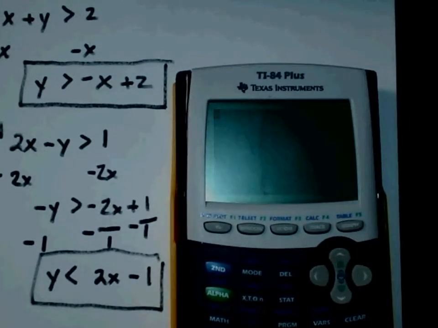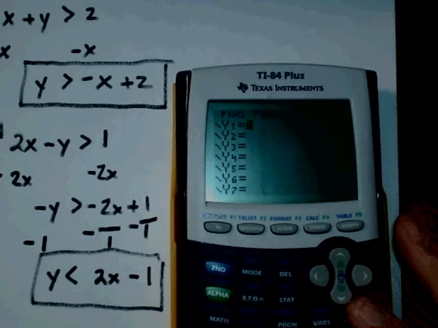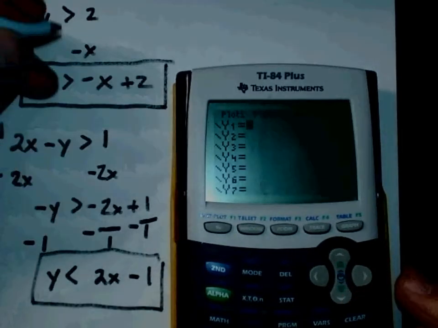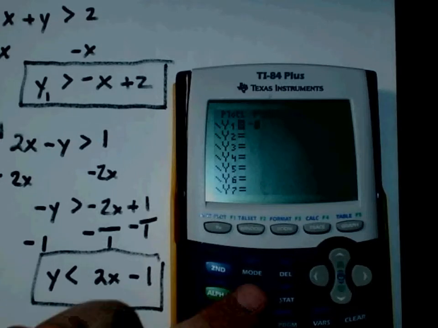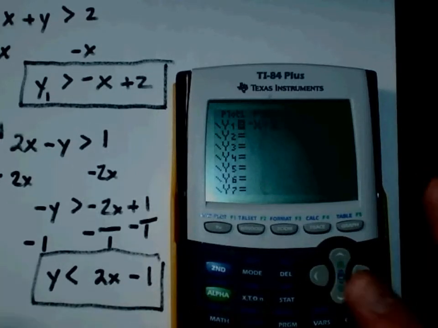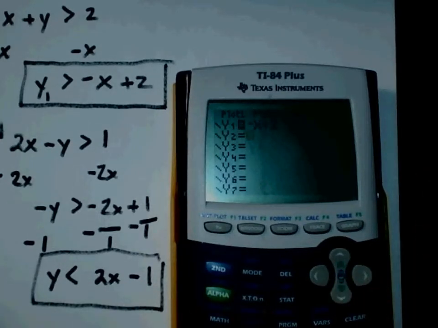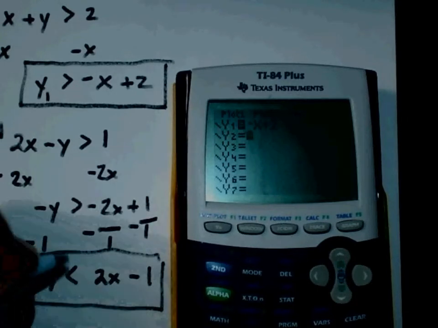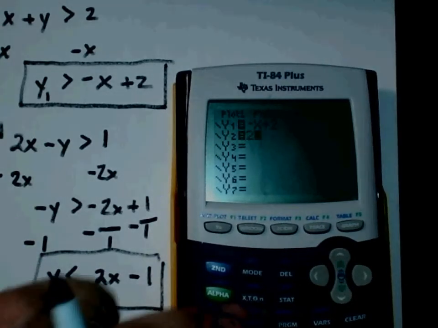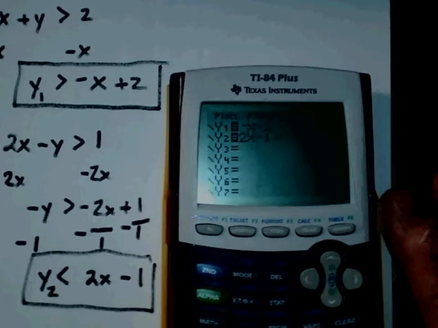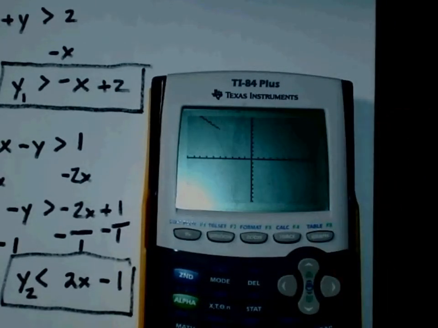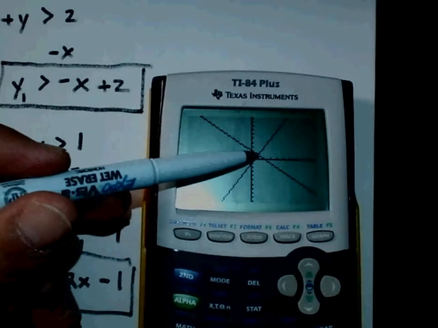All right. So we go to y equals. I'm going to put this one into my y1. So this is y1, and it's going to be negative x plus 2. This next one's going to be my y2 down here. This is going to be 2x minus 1. That's what it should look like, and we're going to hit graph. All right, so I have a point of intersection right here.